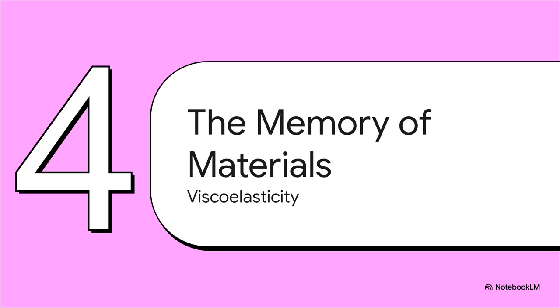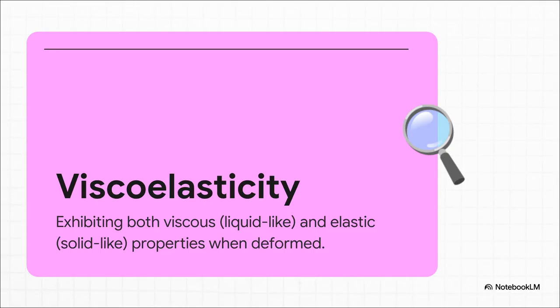This leads us to what is, honestly, the most mind-bending property of polymers. They have a kind of memory. And this whole concept is called viscoelasticity. So what is viscoelasticity? It just means the material has a split personality. It's part solid and it's part liquid, all at the same time.